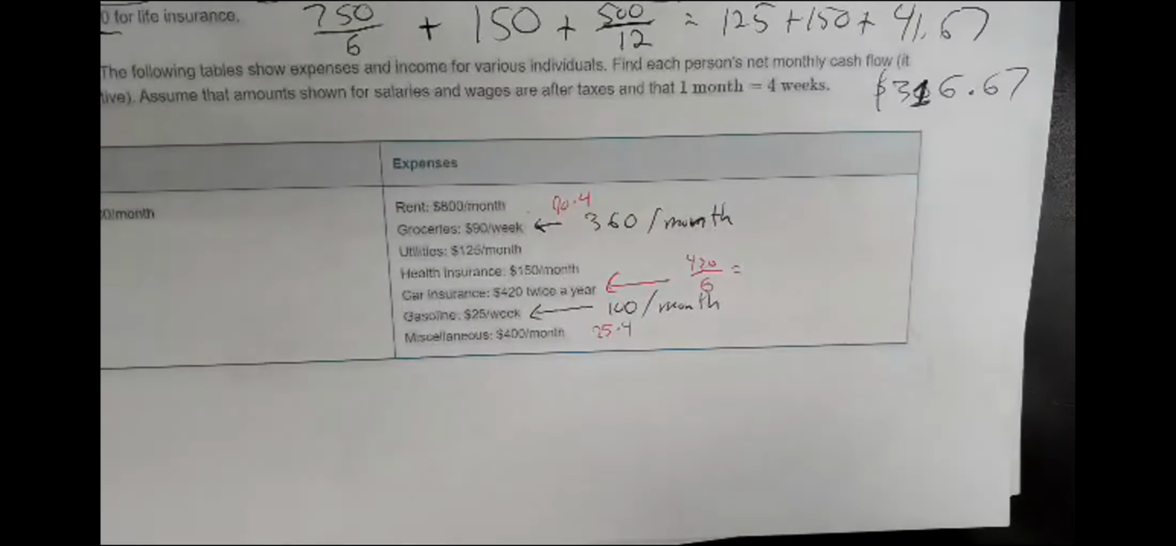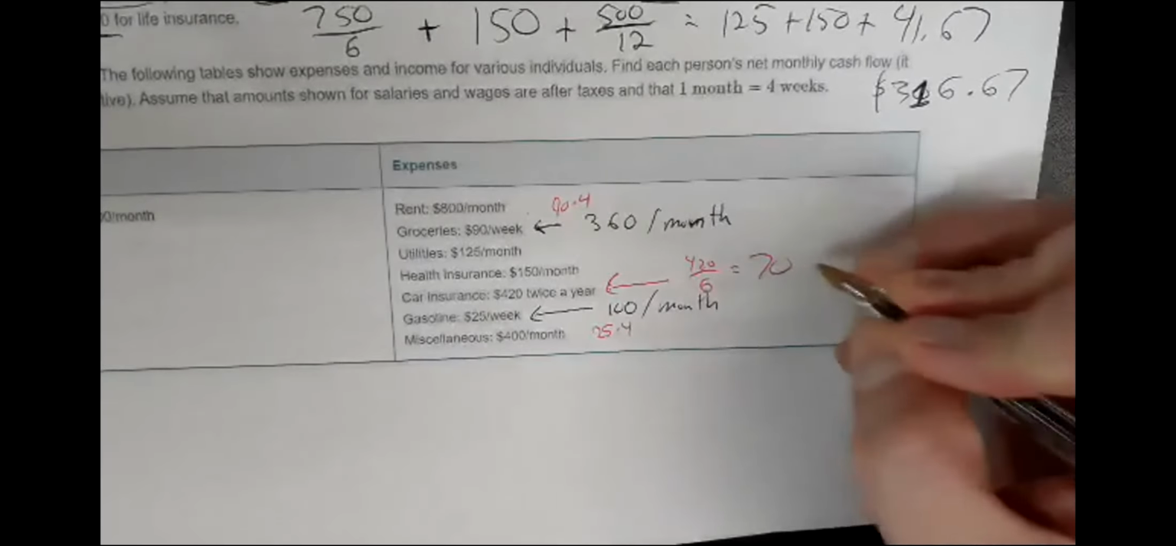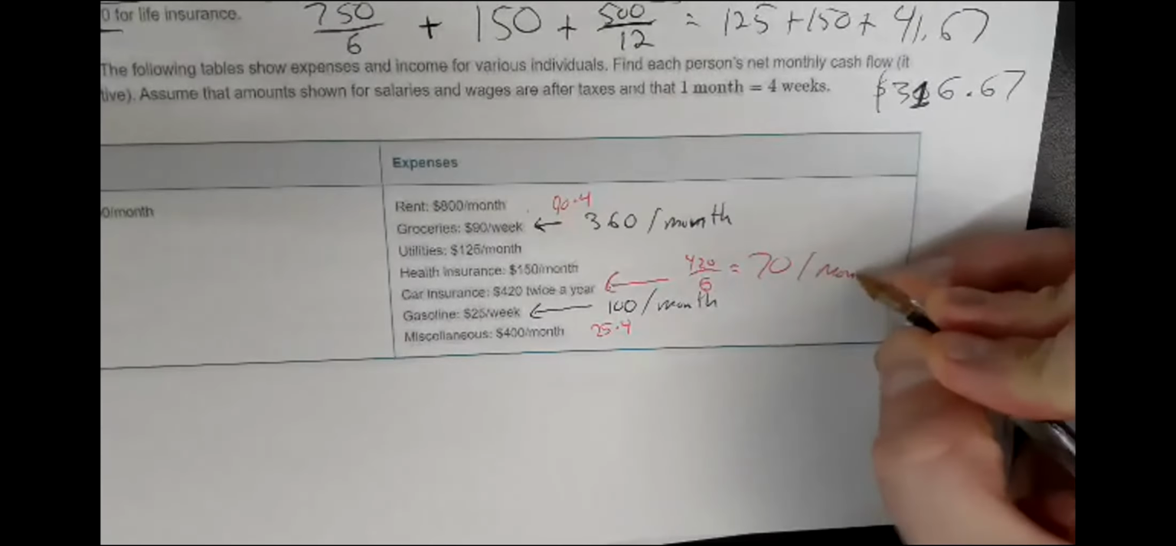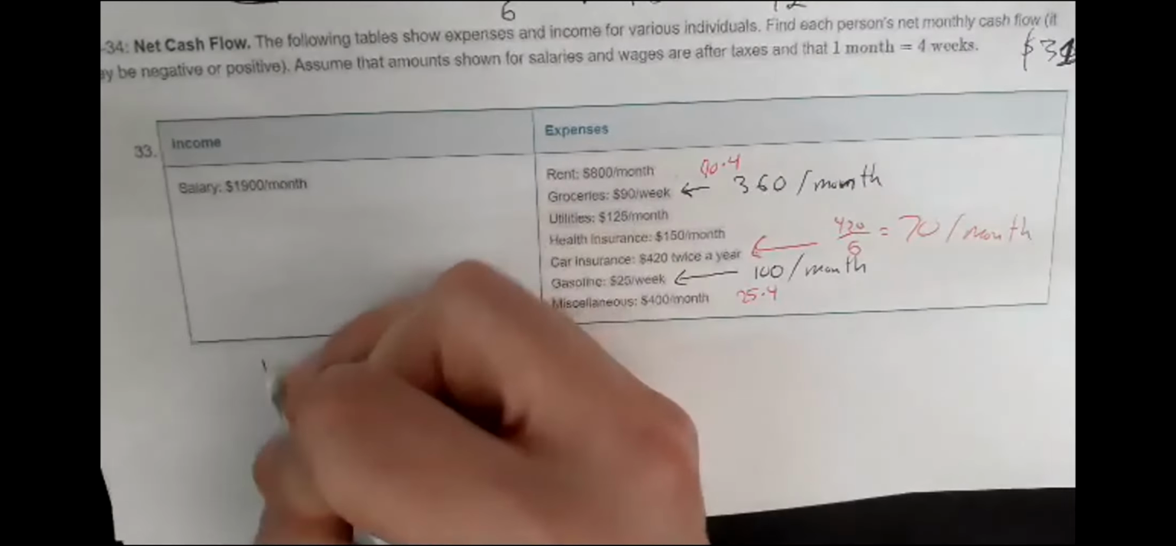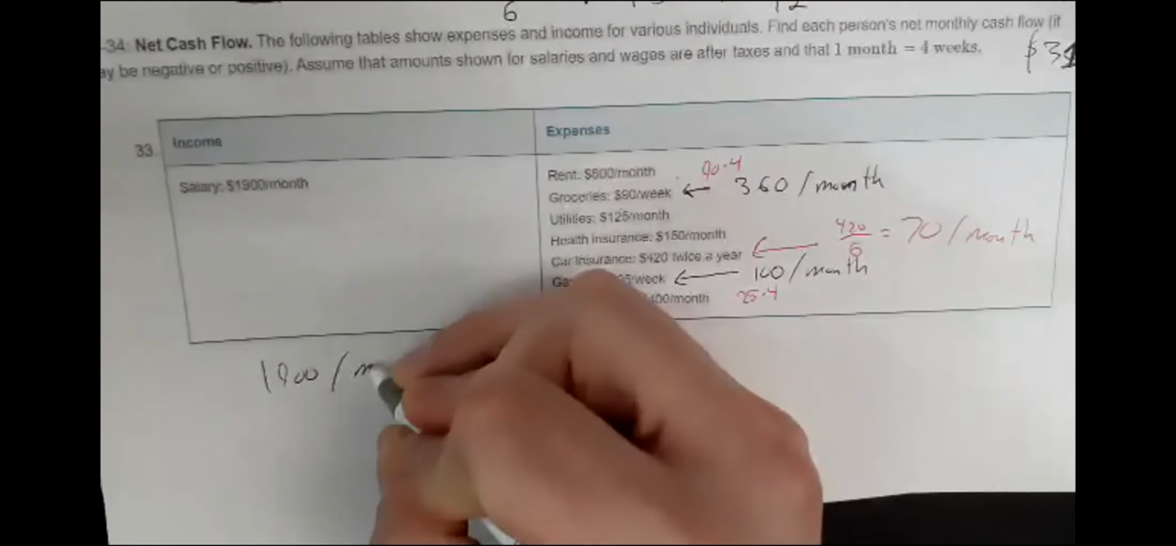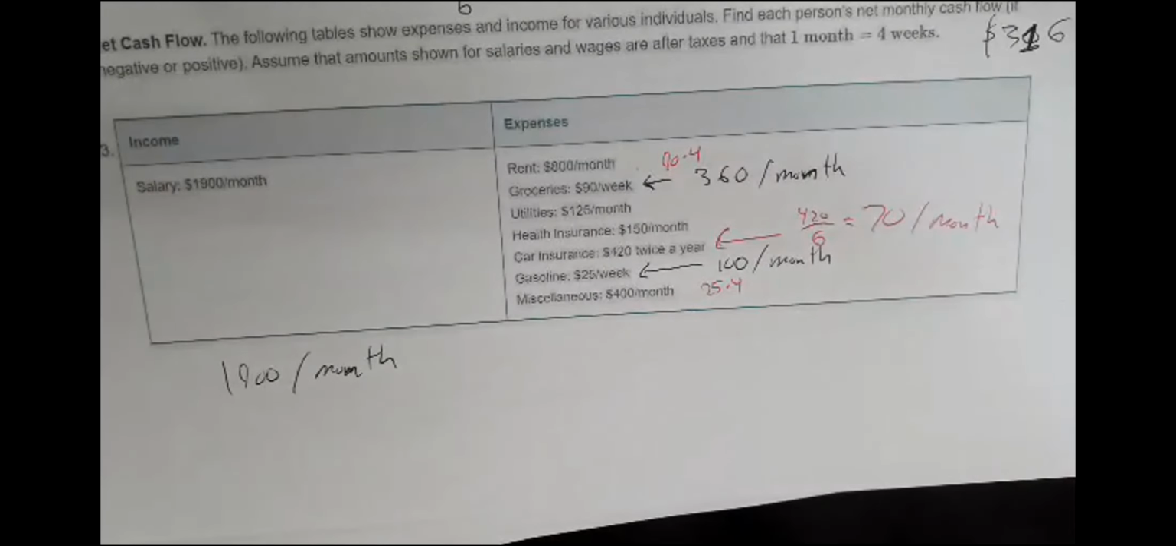And if we do 420 divided by 6, okay, so this, it's not too hard to total this one. My total income is going to be $1,900 per month.